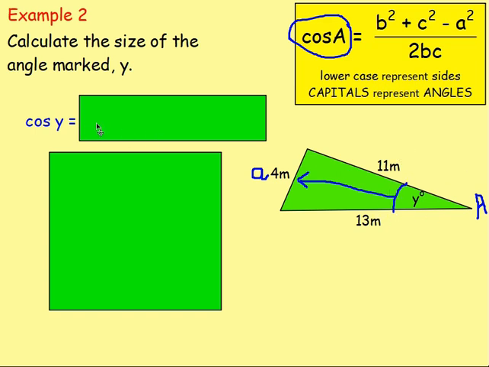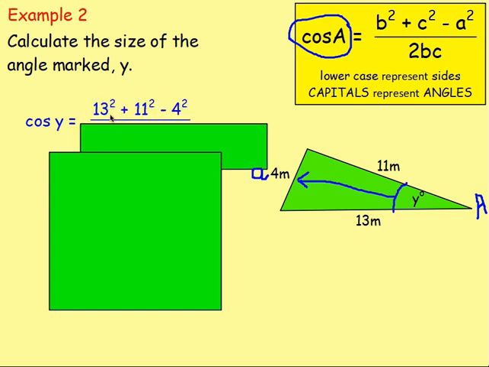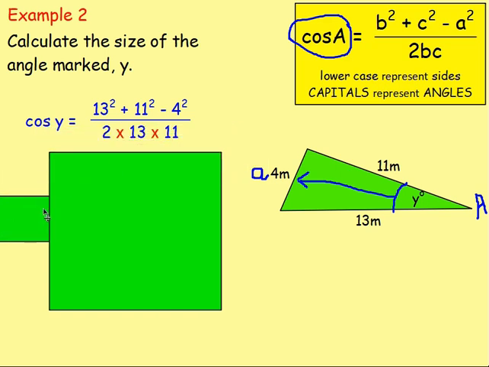Okay, so you've got cos Y equals B squared plus C squared minus A squared. B and C are the two sides either side of the angle. So we've got 11 and 13. So here I've put 13 squared plus 11 squared. I could also have that back to front, it makes no difference. But I'm taking away A squared, so it's the 4 that I'm taking away. I'm taking away the one across from the angle, so take away the 4 squared. You're dividing that by 2bc, so it's going to be 2 times the 13 times the 11. And again, the 11 and the 13 can be back to front if you like.